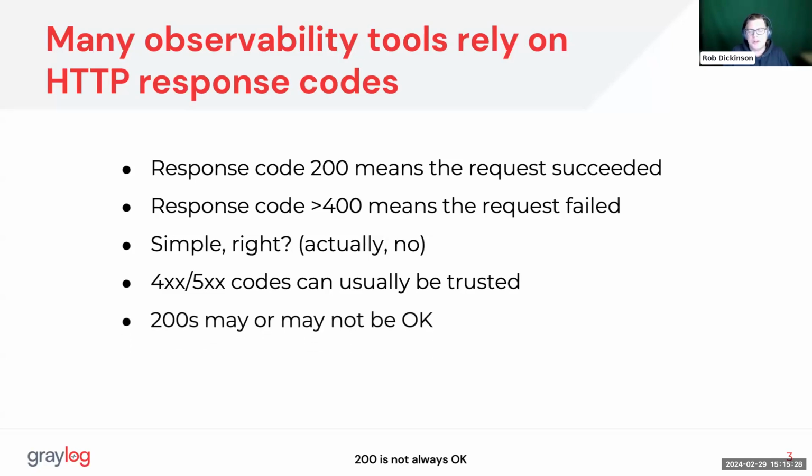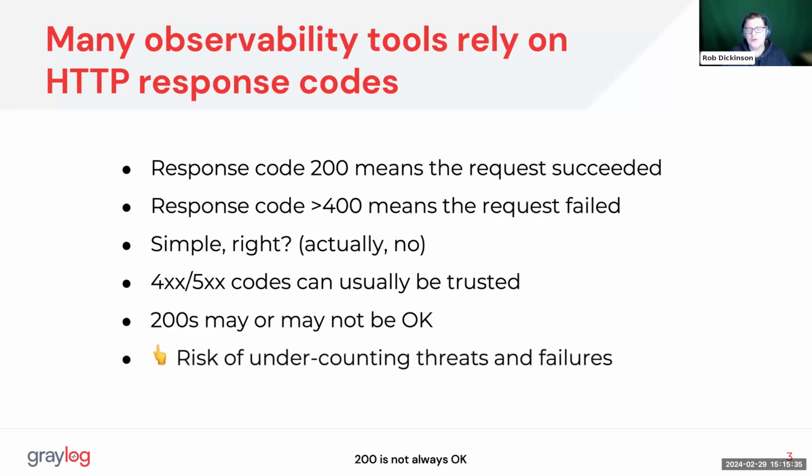The issue, though, is that 200s may or may not be okay. And so if we're assuming that 200s are always okay, then we definitely run the risk of undercounting threats and failures. And the amount of undercounting there can be pretty significant.